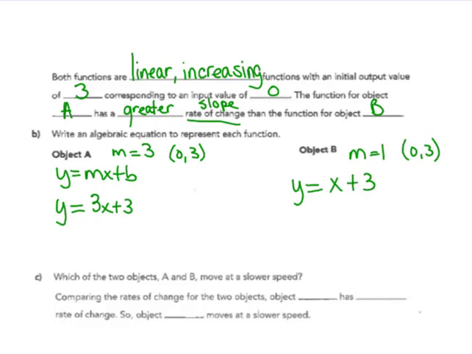Which of the two objects, A and B, move at a slower speed? Well, comparing the rates of change for the two objects, object B has the least rate of change of 1, right? So object B moves at a slower speed.